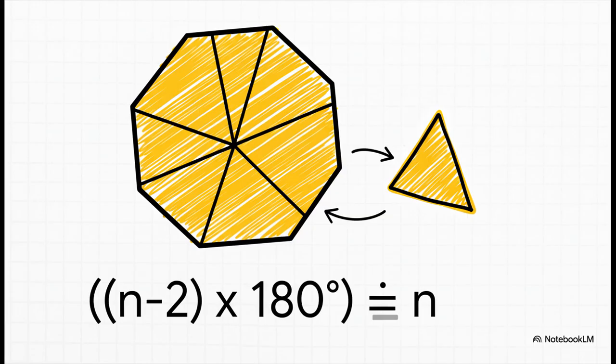We already know how to find the total sum of the angles, right? So if all the angles are identical, we just take that total sum and divide it by the number of angles, which is, of course, the same as the number of sides, n.